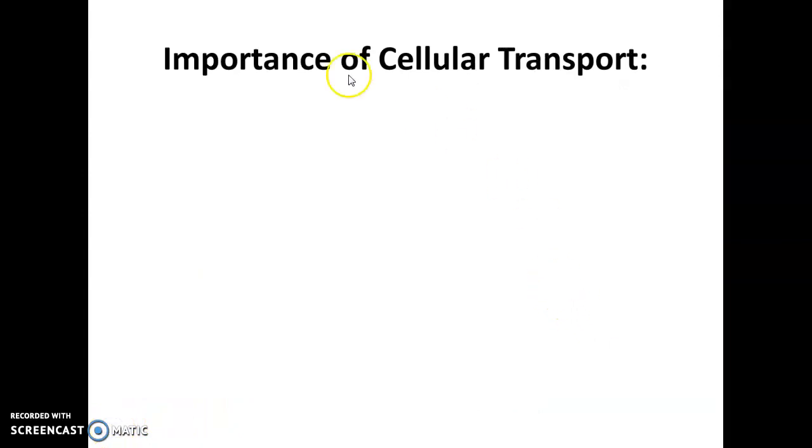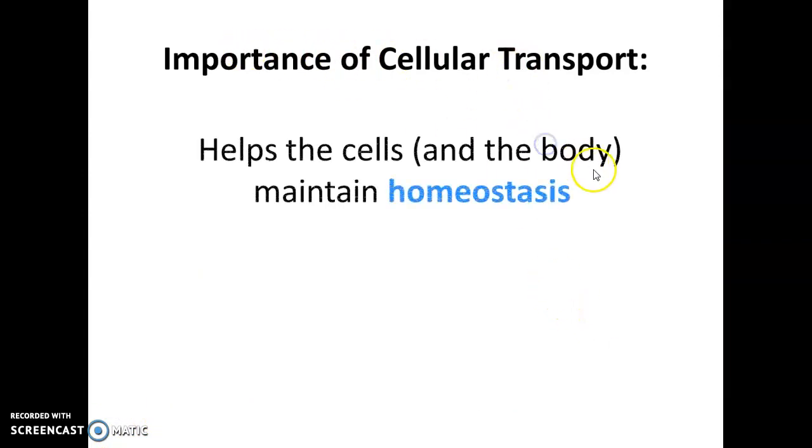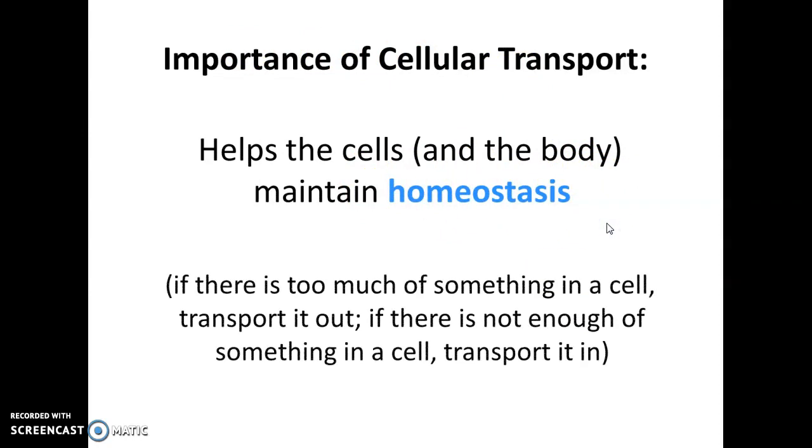So we can sum up the importance of cellular transport in one big word: homeostasis. Cellular transport is going to help make sure that things that need to come into the cell can come into the cell, and things that need to leave the cell can leave the cell. It's going to help us maintain homeostasis.